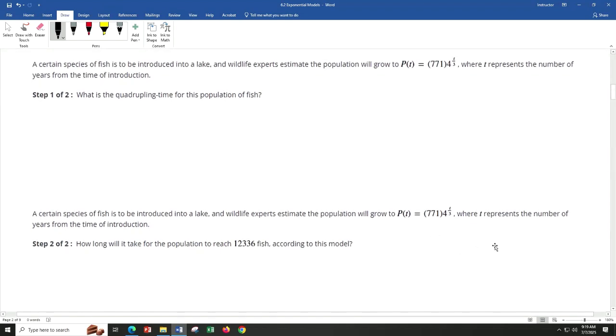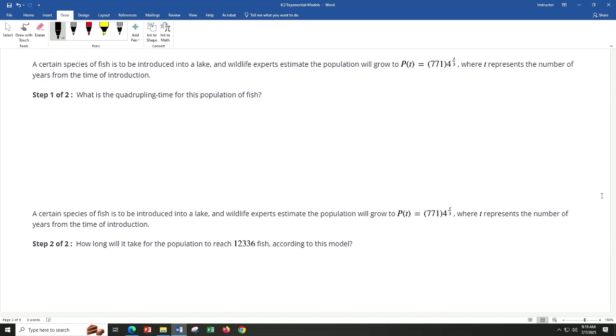A certain species of fish is to be introduced into a lake, and experts estimate the population will grow, and they give you the formula. P of T is equal to 771 times 4 to the T over 3. What is that 771? I literally just gave it to you in your formula. That's my initial population. Let's say that's how many fish I got in a barrel, and I go dump those into the lake. That's my initial population. My growth rate is a 4, and T represents the number of years from the time of introduction.